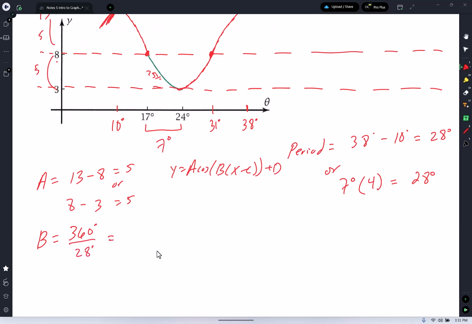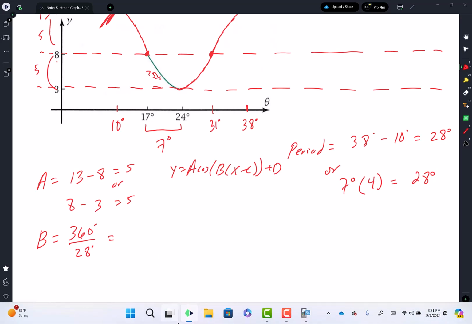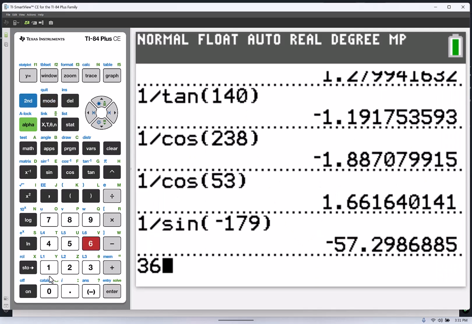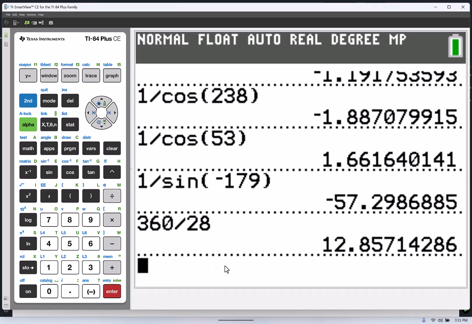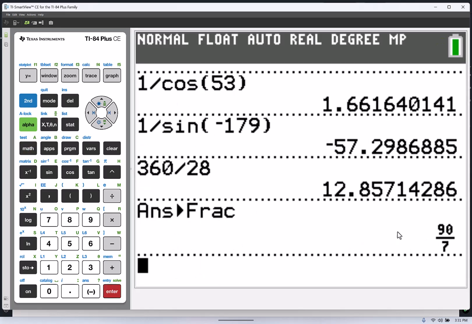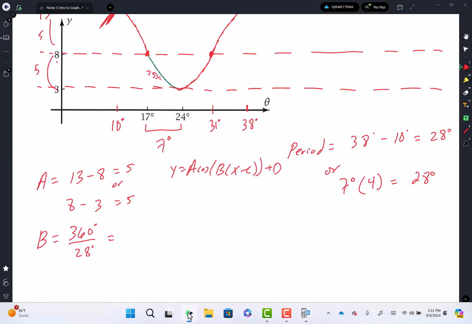Oh, this is not going to be pretty. That's fine. Turn it into a fraction, guys, because this one's going to go forever. So look, 360 degrees divided by 28. See how you get this ugly decimal? Just turn it into a fraction. Math, fraction, enter. 90 over 7. So put 90 over 7.